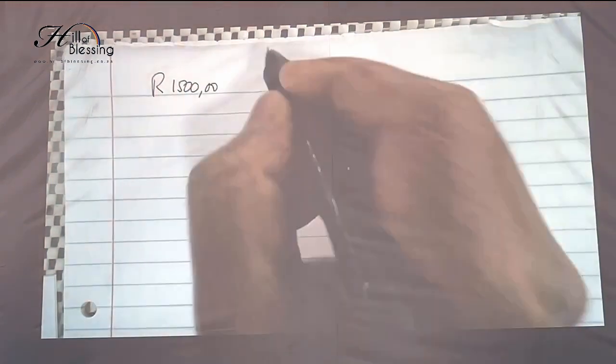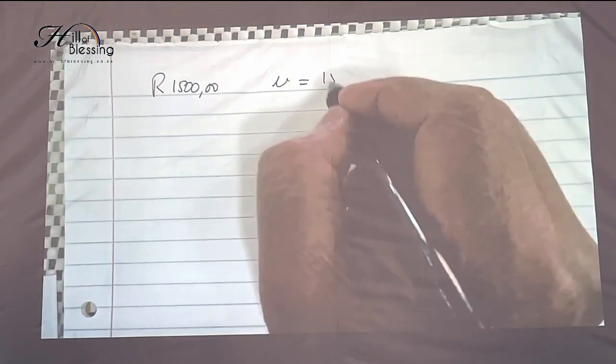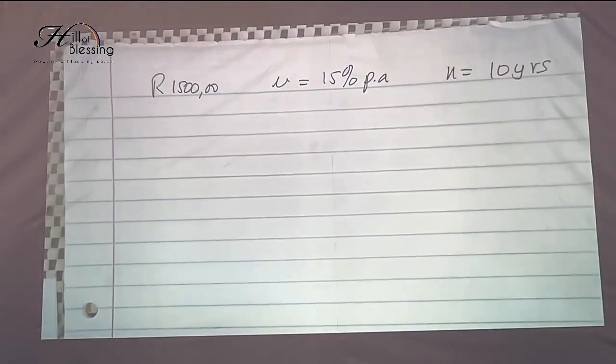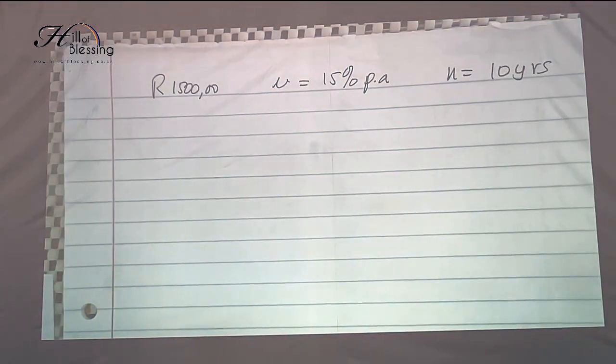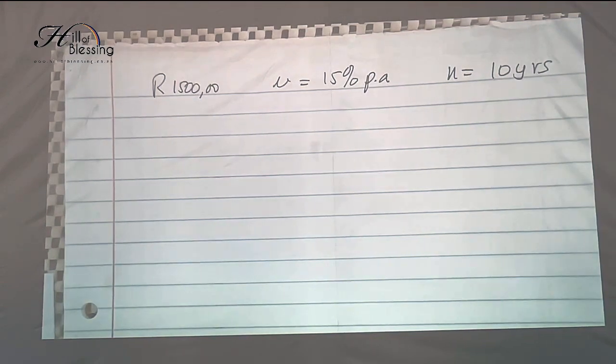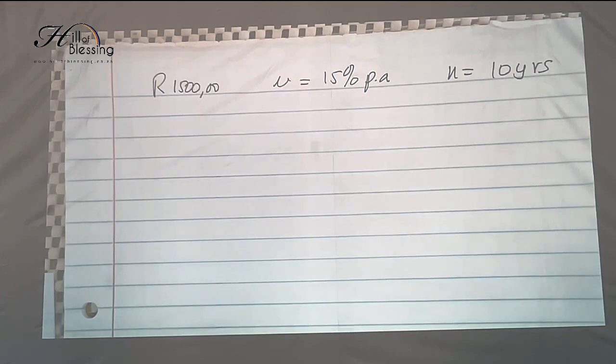If that is what we want to do, let's assume I want to put away 1,500 rand every month. The interest is 15% per annum, and I want to invest this money for 10 years. So the question is: how much will I receive if I pay 1,500 rand every month for 10 years at an interest rate of 15%?